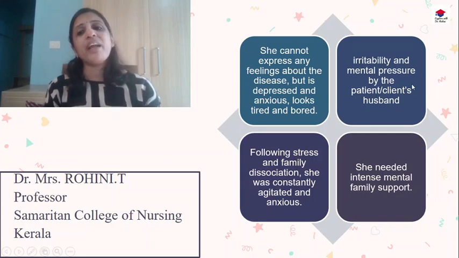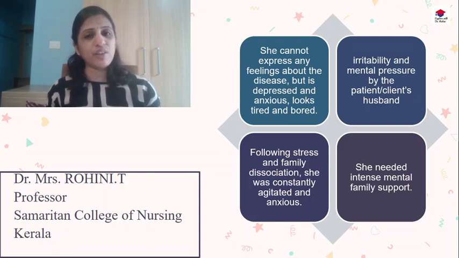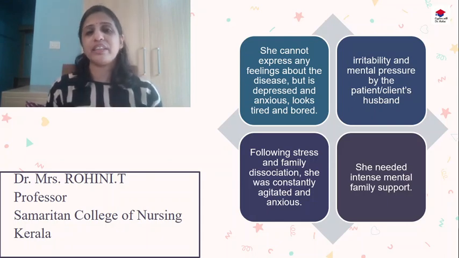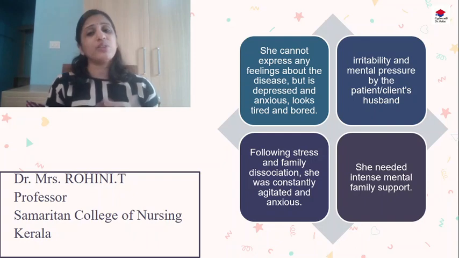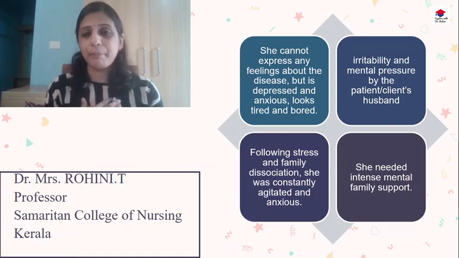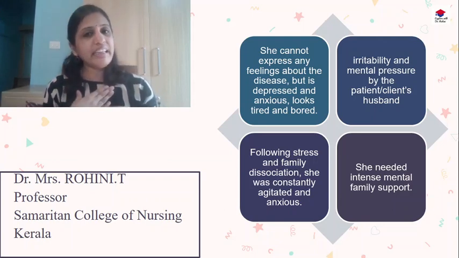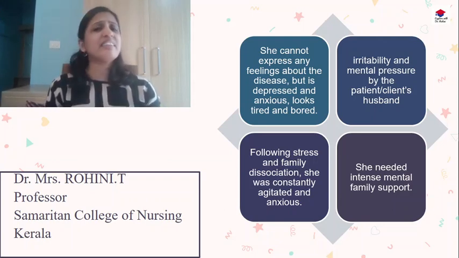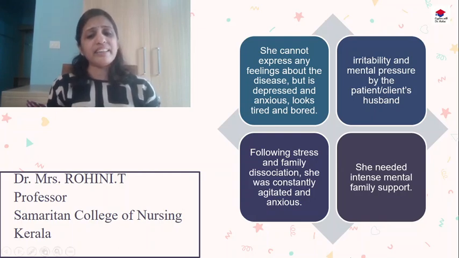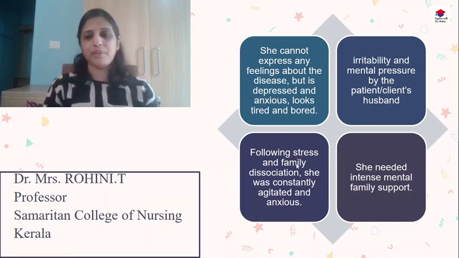She is irritable, and there is mental pressure from the patient's husband because she always complains of tiredness. She tries to overdo certain things and that irritates her husband. So there is irritability from the husband. It is put under intrapersonal because the person feels that the partner is irritated. So it is again an intrapersonal stressor. She needs intense mental family support and she is constantly agitated and anxious because of various family dissociation problems.